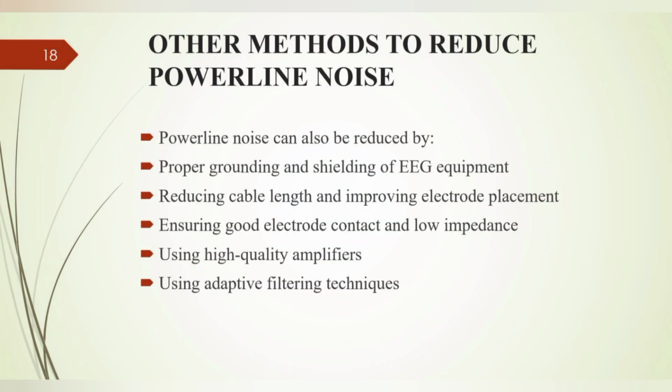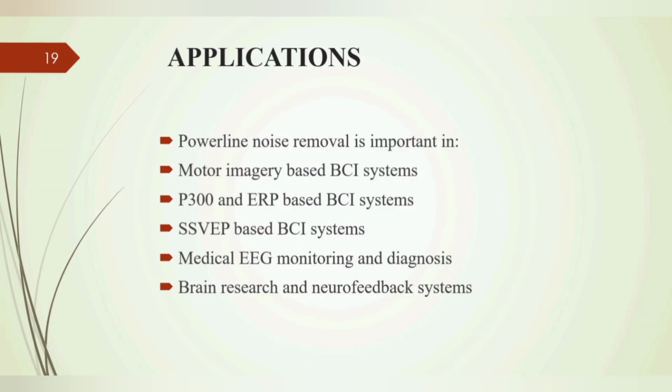Other methods to reduce powerline noise. Other methods include proper grounding, shielding, short electrode cables, good electrode contact, high quality amplifiers, and adaptive filtering. These are the methods to reduce the powerline noise. Applications. Powerline noise removal is important in motor imagery BCIs, P300 systems, SSVEP systems, medical EEG monitoring, and brain research.